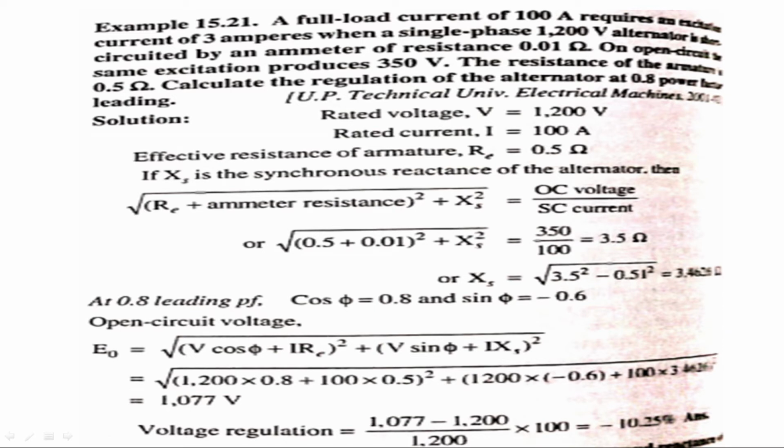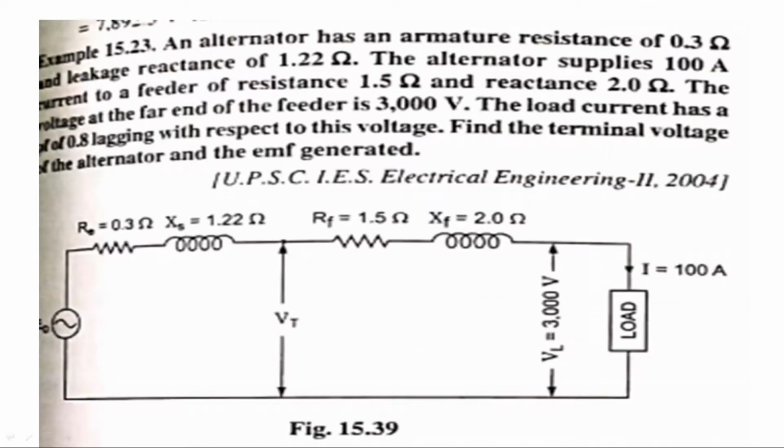Now open circuit voltage E naught equals root of (V cos phi plus I Re) whole square plus (V sin phi plus I Xs) whole square. Substitute all the values and find the value of E naught. Then find the voltage regulation as E naught minus V by V into 100, that is minus 10.25 percent, which is the answer. Now let us see the next numerical.